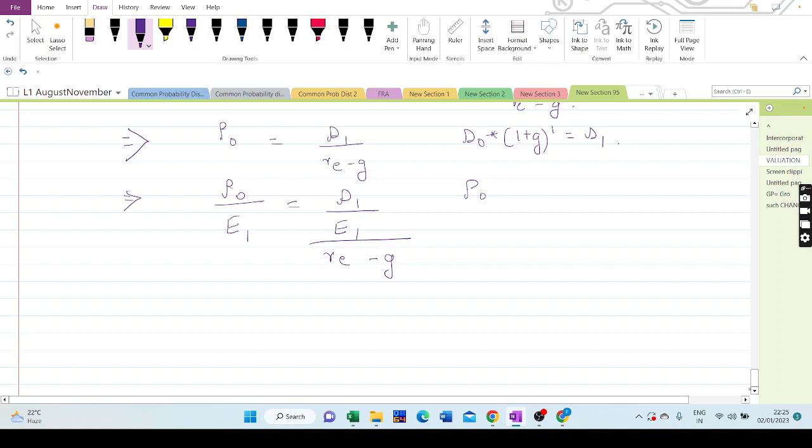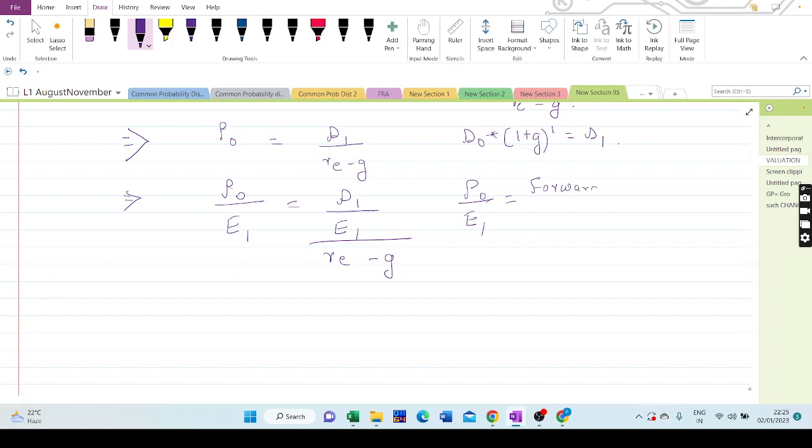Guys, what is P0 by E1? Can I say P0 by E1 is my forward PE ratio? Price of the stock by future estimated earnings. This is your forward PE ratio. And D1 by E1, can I write this is my dividend payout ratio in 1 year?